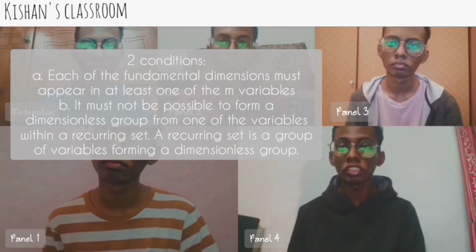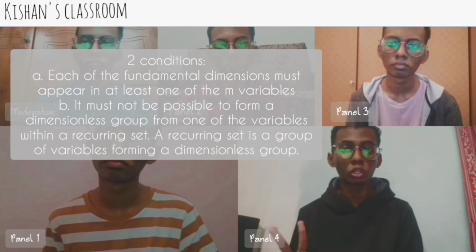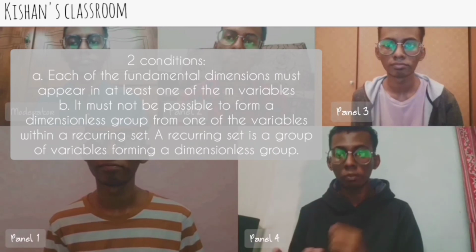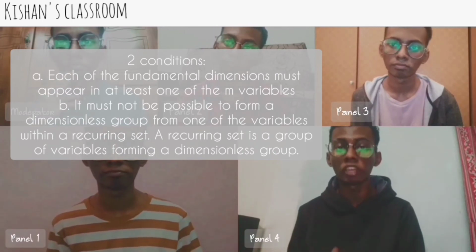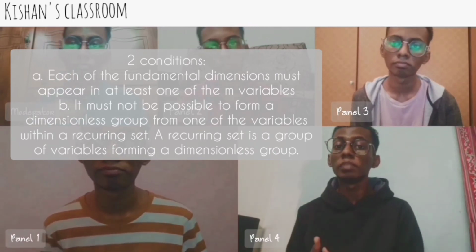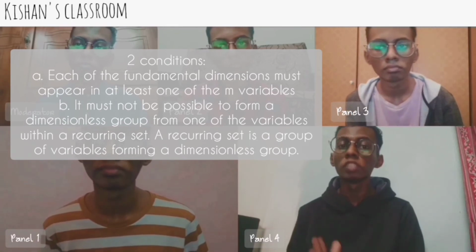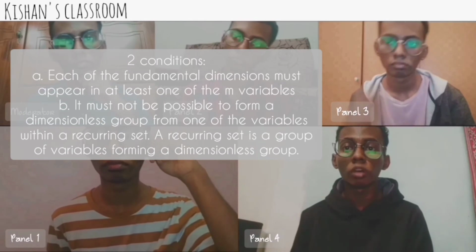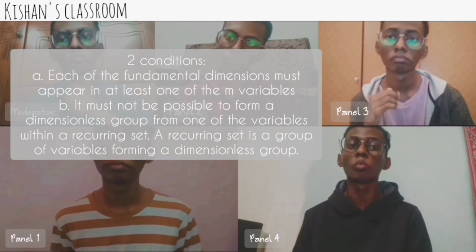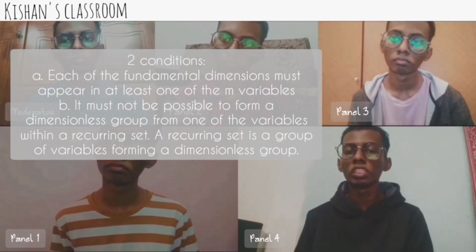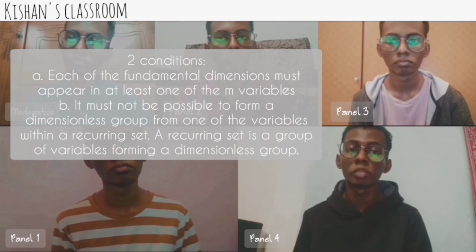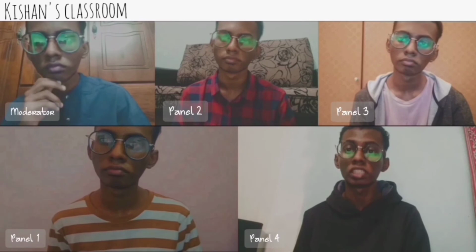In this method of solving the equation, there are two conditions. Each of the fundamental dimensions must appear at least once in the n variables. It must not be possible to form a dimensionless group from one of the variables within the recurring set. A recurring set is a group of variables forming a dimensionless group.